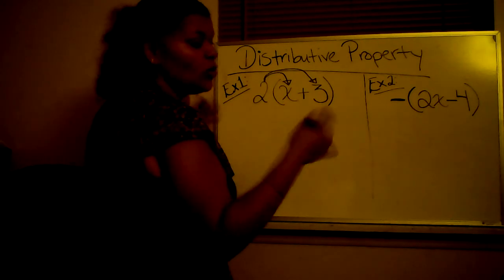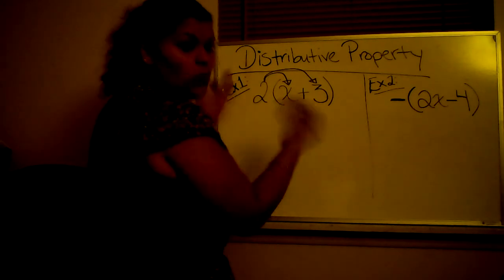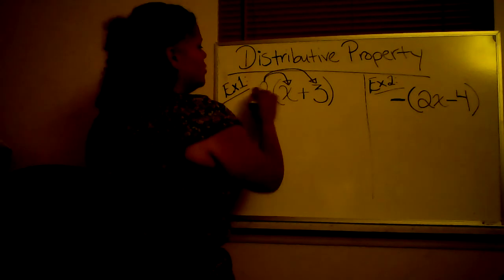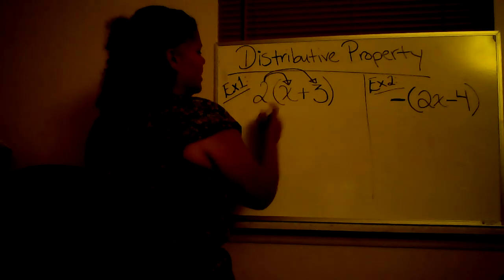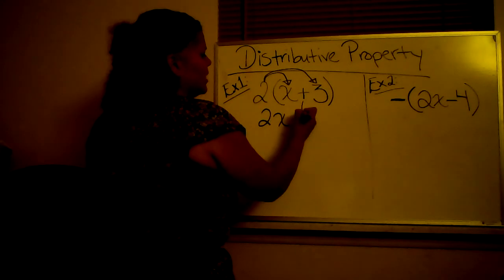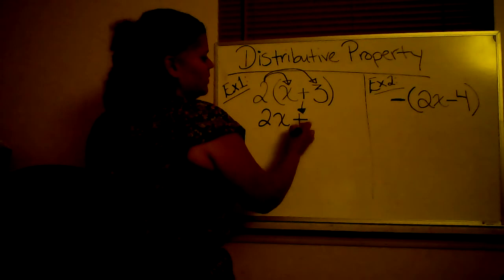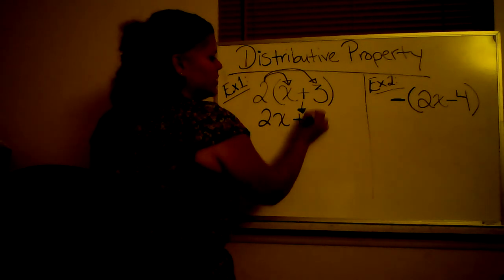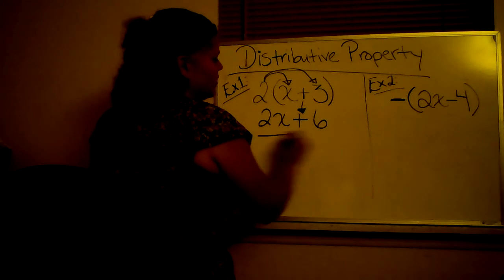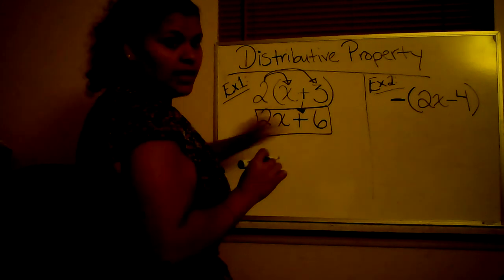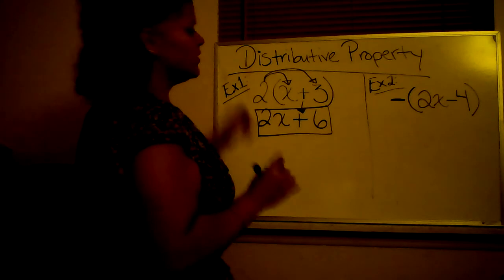Remember, you're distributing or sharing, okay? You can't just do it to one number. You have to share it. So when I take 2 times x, that is 2x. Then what you do is bring down the sign in the middle. So I bring down this plus sign, and then I do 2 times 3. 2 times 3 is 6. So then you're left with 2x plus 6 as your answer. You leave it just like that. So that's the first example.